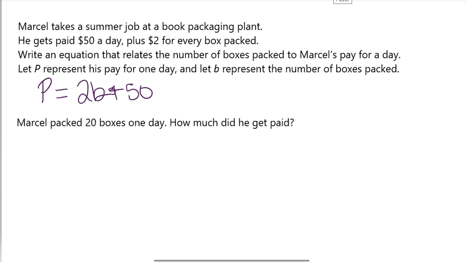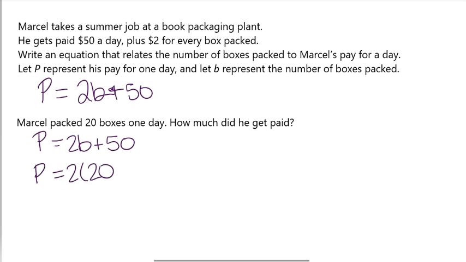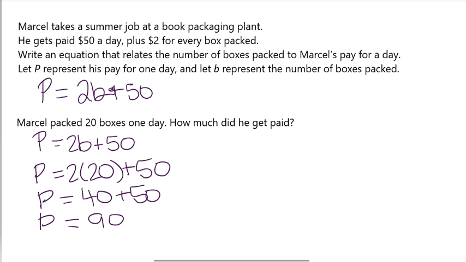The next part of the question asks, if Marcel packs 20 boxes in 1 day, how much will he get paid? So we're going to use our equation. And they've told us the number of boxes. So B is the letter that represents the number of boxes. So we're going to put 20 in for the B. So the pay is going to equal 2 times 20 plus 50. So 2 times 20 is 40 plus 50. So Marcel gets paid $90.